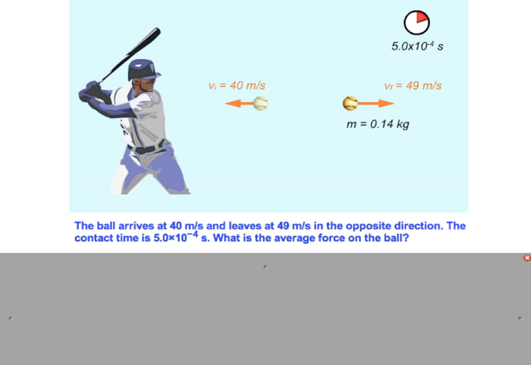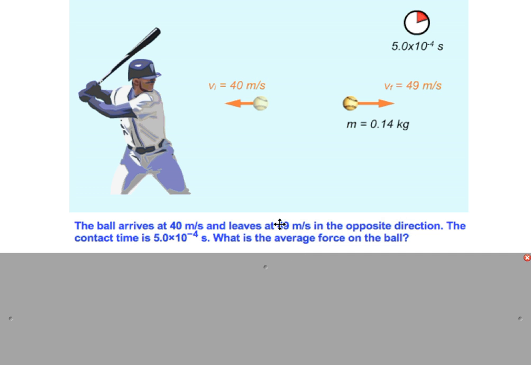So let's do a real problem. Supposing a baseball arrives traveling at 40 meters per second, and the baseball player hits the ball, so that after hitting, the ball goes back the other way at 49 meters per second. The mass of the ball is 0.14 kilograms. And let's assume that the ball stays in contact with the bat for 5 times 10 to the minus 4 seconds. And the question is, if that's true, what was the average force acting on the ball during the time the bat was in contact with the ball?